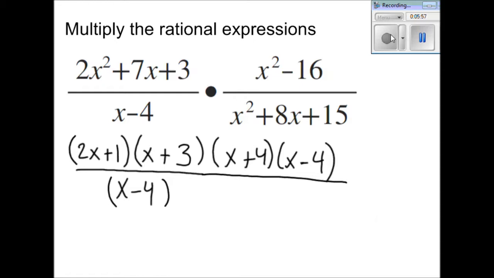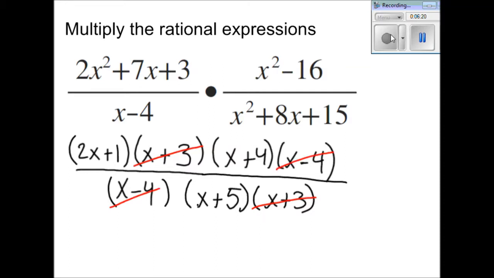And then for the other trinomial, I know that's going to factor out into an x plus 5 and an x plus 3. So it's kind of like one big fraction smashed together. Now I'm starting to look on top and bottom, notice if anything is the same. I do. I have an x plus 3 here and here. I have an x minus 4 here and here.